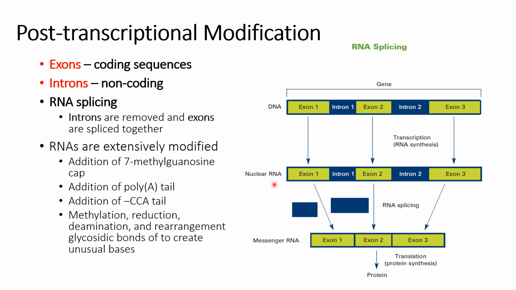So, aside from RNA splicing, what are the other processes that can modify an mRNA? Pwede tayong mag-add ng 7-methyl guanosine cap, addition of poly-A tail, addition of CCA tail, methylation, reduction, deamination, and rearrangement of glycosidic bonds to create unusual bases. So, yun yung pwedeng gawin para ma-finalize yung product ng transcription.